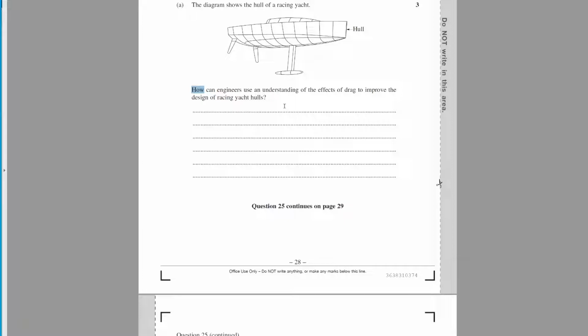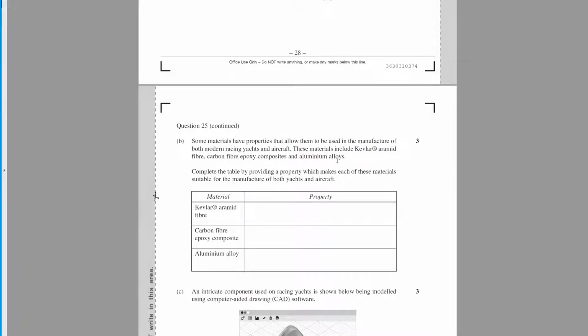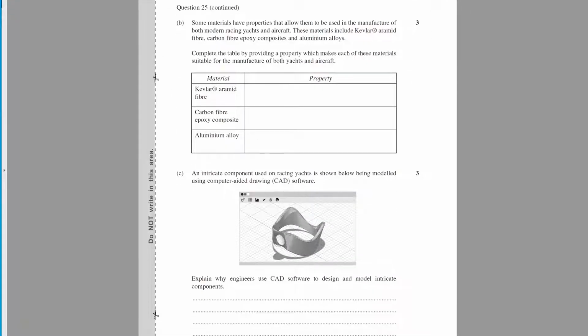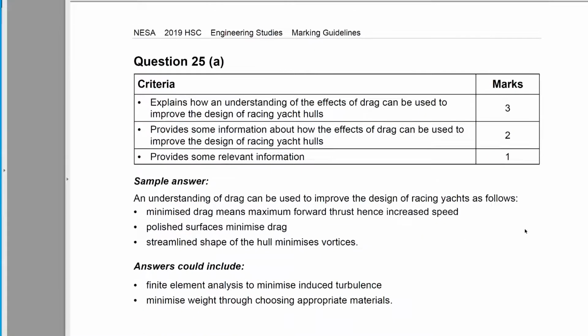The end goal is, why do we care about the boat being fast? We care because it's a race and we want to win. If it's not a race, it's because we want to save money, or because we want to get people to their destination faster. I think that's pretty good, but let's have a look at their answer.